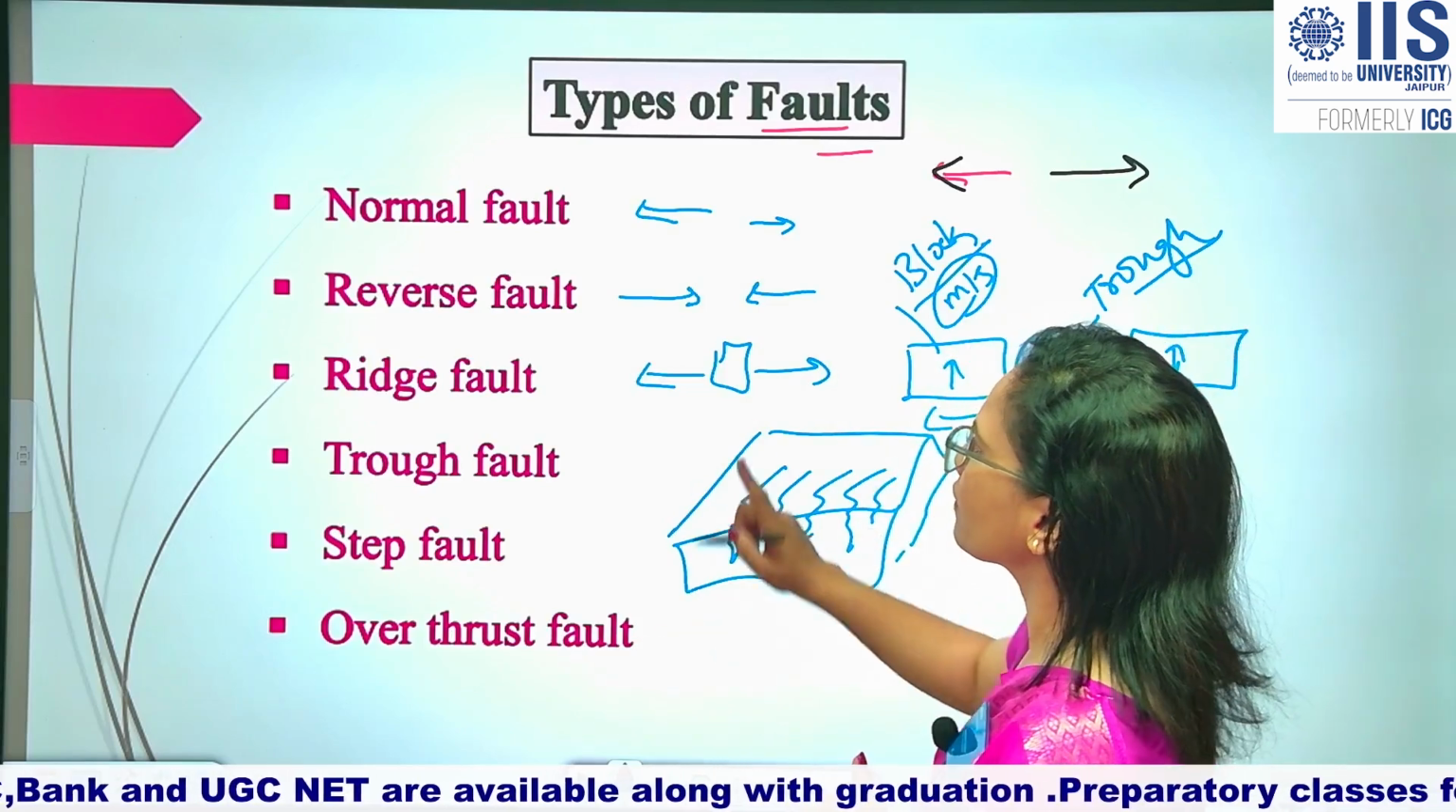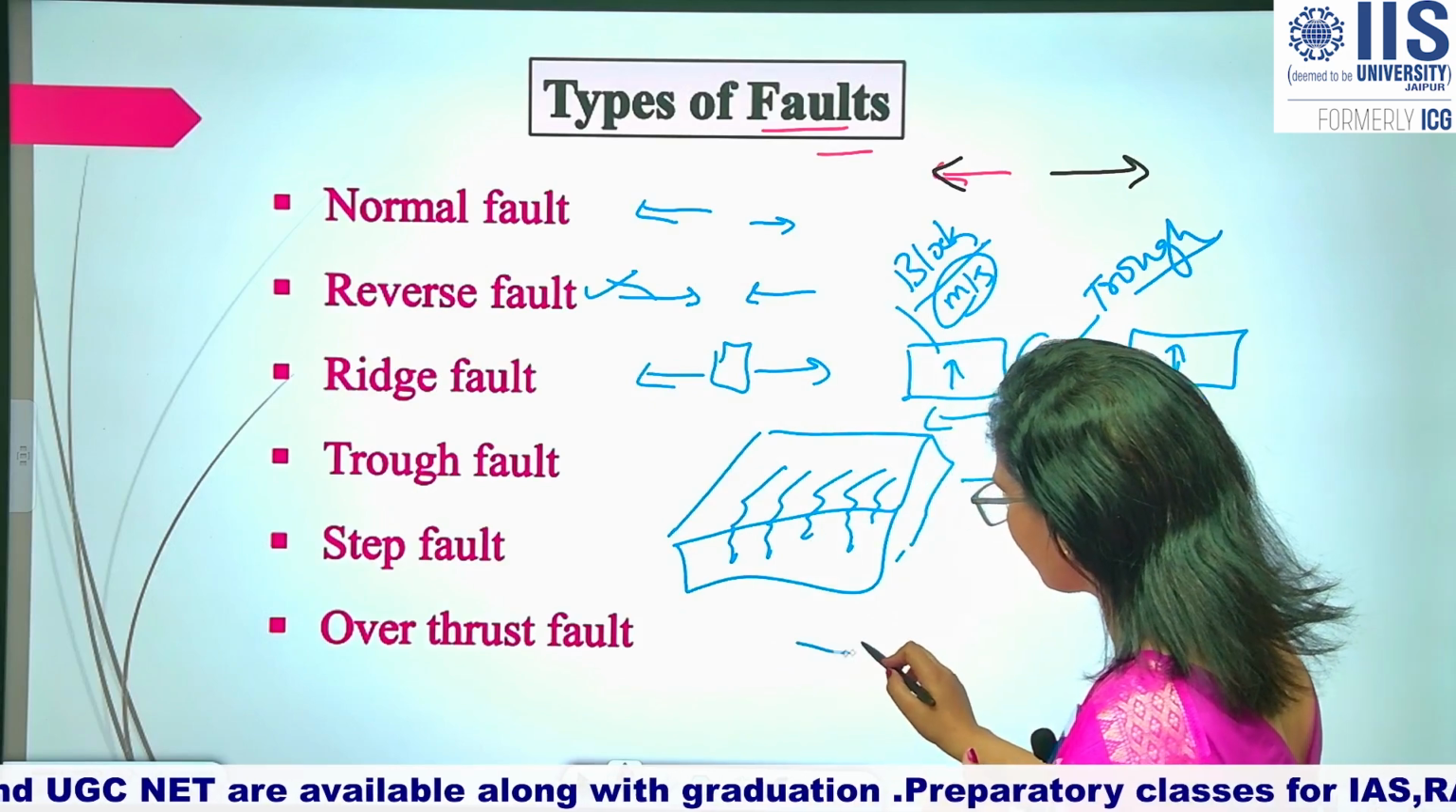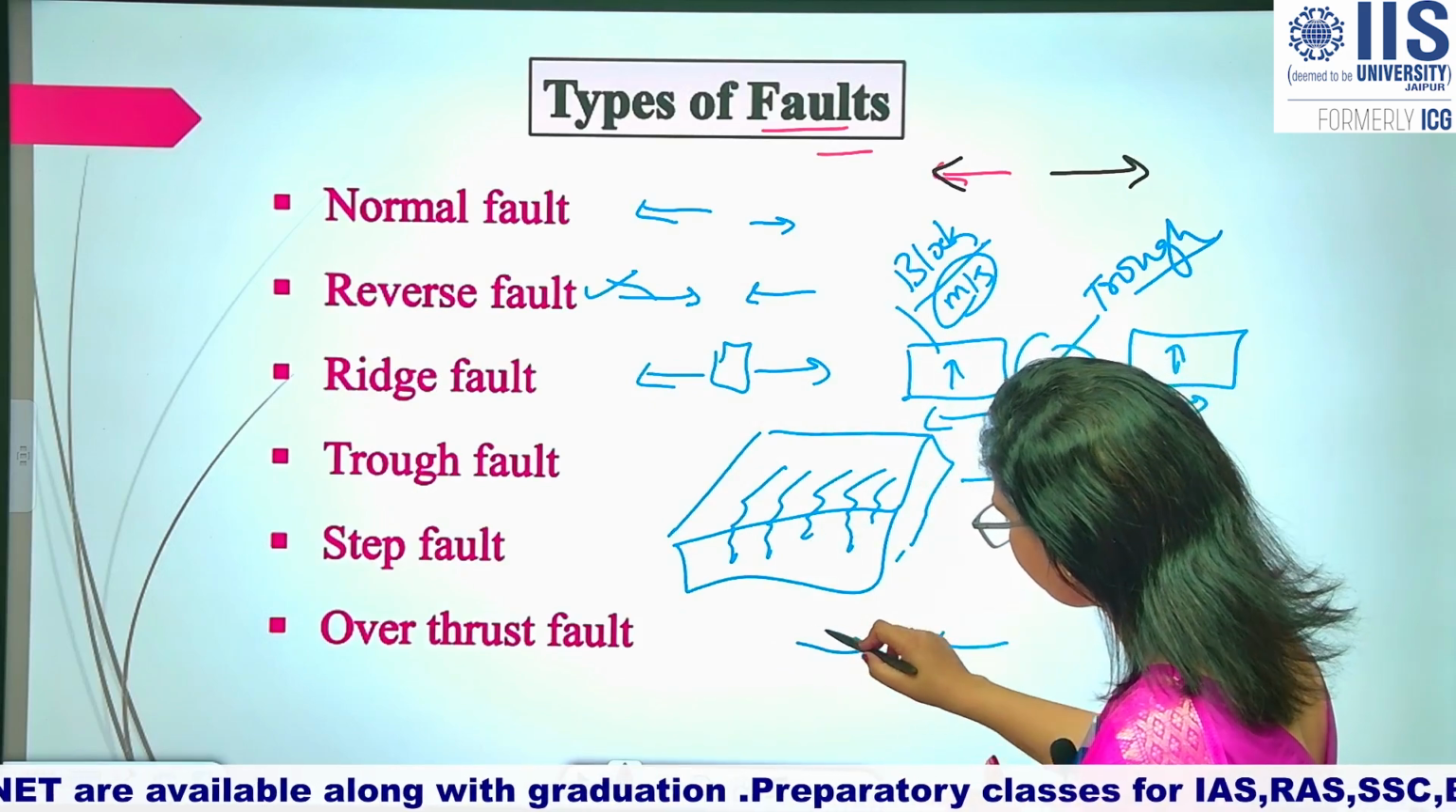Overthrusting is the result of an exception, that is due to the horizontal compressive force like this.